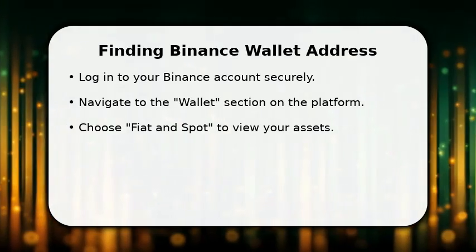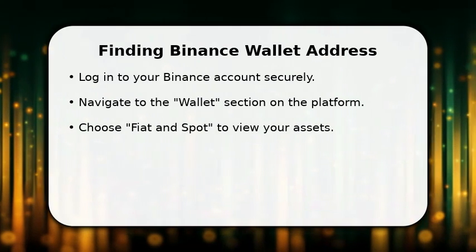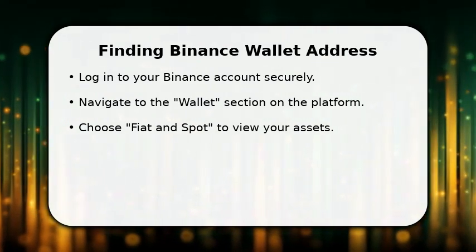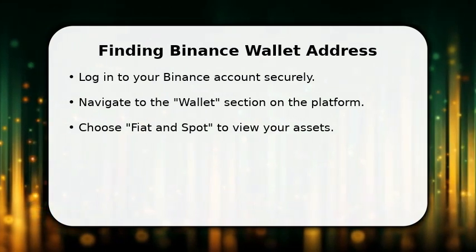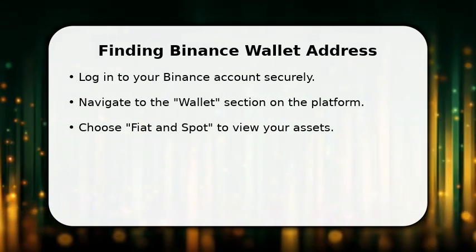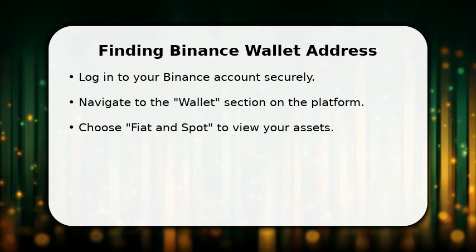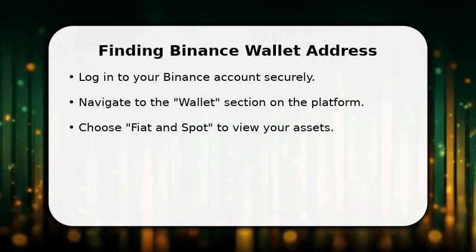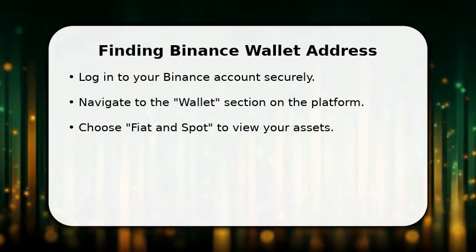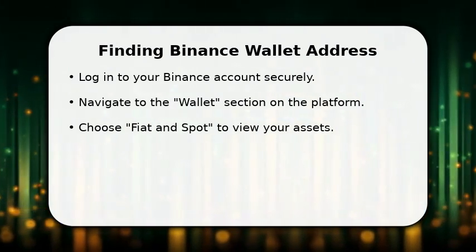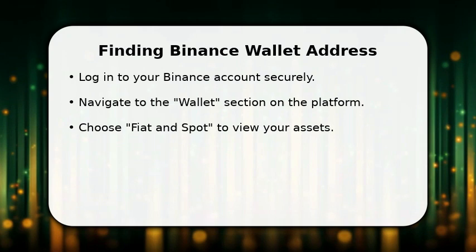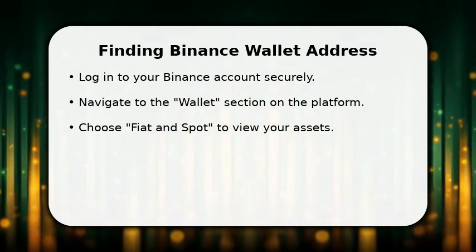In this video, I will explain how to find your crypto wallet address on Binance. First, ensure you are logged into your Binance account. Once logged in, look for the wallet option, usually found in the top navigation bar. Click on it, and then select Fiat and Spot from the drop-down menu. This section displays all your cryptocurrency and fiat holdings, making it the starting point for finding your deposit addresses.